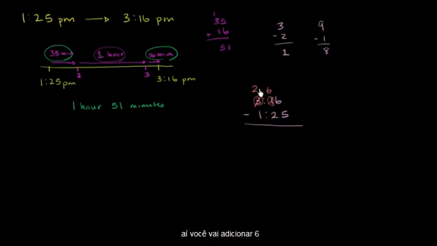So you'll add 6. Actually, it should be a 6. We're going to add 6. So 1 plus 6 is 7. And now we can subtract. We have 6 minus 5 is 1. 7 minus 2 is 5.